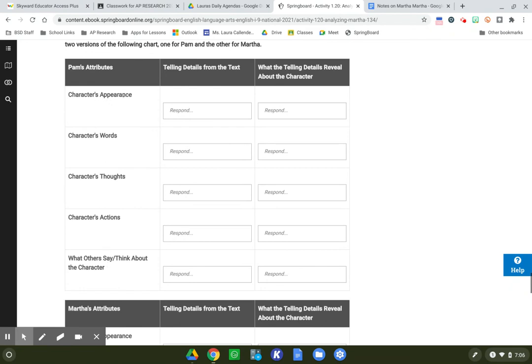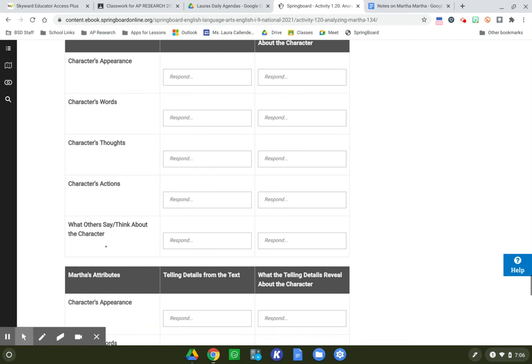Which you analyze Pam. So here's her appearance, what she looks like. You're going to find details from the text, and then you're going to explain what that tells me about the person. I know that they talk about Pam's boots. And so we'll put something about her boots in here. She wears what they call Chinese slippers. And then she changes from her Chinese slippers into walking boots. So we'd put that here, and then it would tell us something about her. So things that she says, her words, we'll put a few things here and explain what that tells us about her here. Same thing with thoughts and actions.